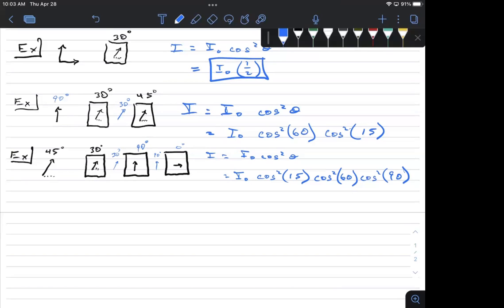And if I plug all this in my calculator, I get 0. That means no light makes it through this system. All of the light is blocked by these filters. Okay, well, that's fine. That's the way it is. This filter setup, however it's arranged, happens to block 100% of the light. So no light makes it through.